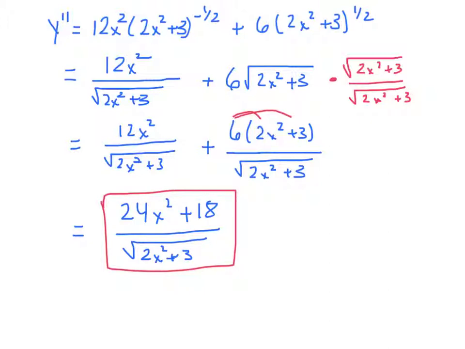second derivative. And because this term down here in the radical is squared, and then we're adding 3, we don't have any domain issues. We won't have 0 in the denominator. If you'd rather write this in a factored form, you could factor 6 out of the top and make it 6 times 4x squared plus 3 over the square root of 2x squared plus 3, but I'll let you decide which one you like better.